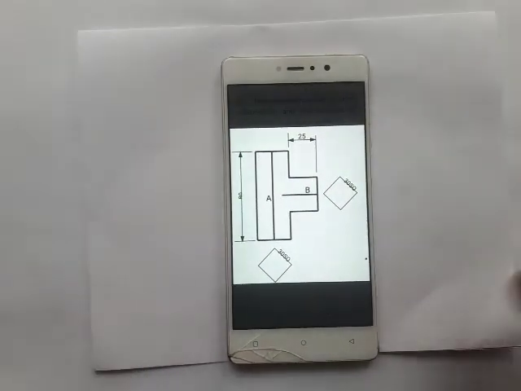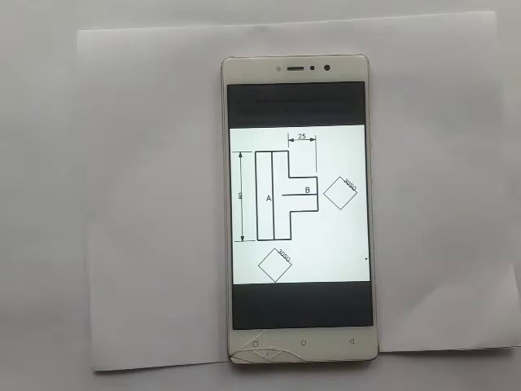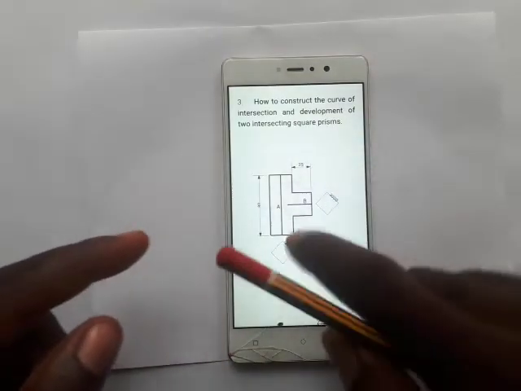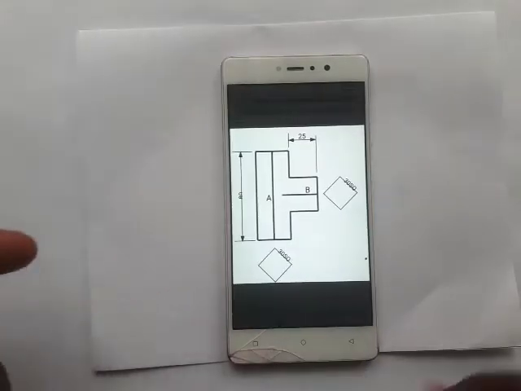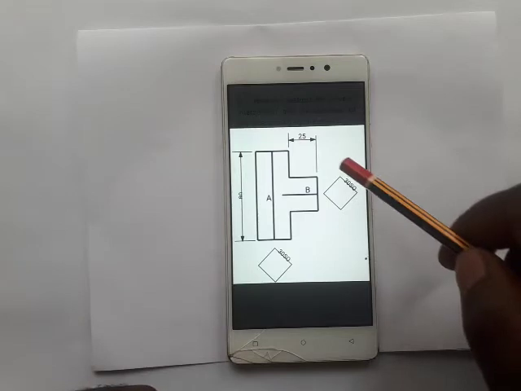Today we're about to look at another form of interpenetration of solids. In previous videos we've treated cylindrical pipes intersecting another cylindrical pipe of equal diameter, both at right angles and at other angles. So today we're going to be looking at a square pipe intersecting another square pipe of equal sides.